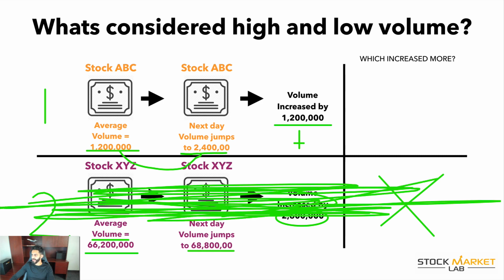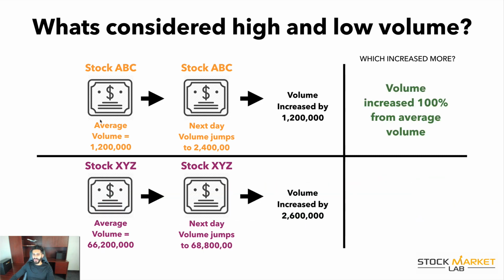Number 2 is not the answer. The proper answer is A, stock ABC. In stock ABC, volume increased 100% from average volume. So that was the average volume. The next day went to 2.4 million. So the increase was 100%. We don't care about the number. We care about the percentage. It increased by 100% of average volume.